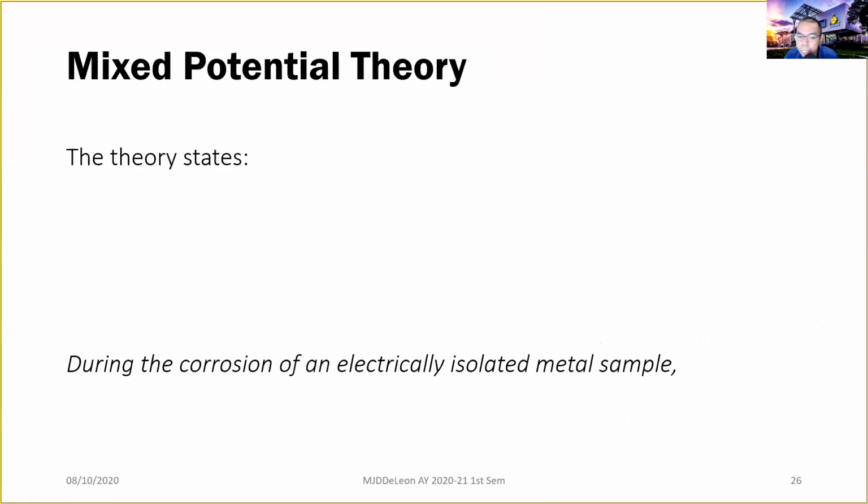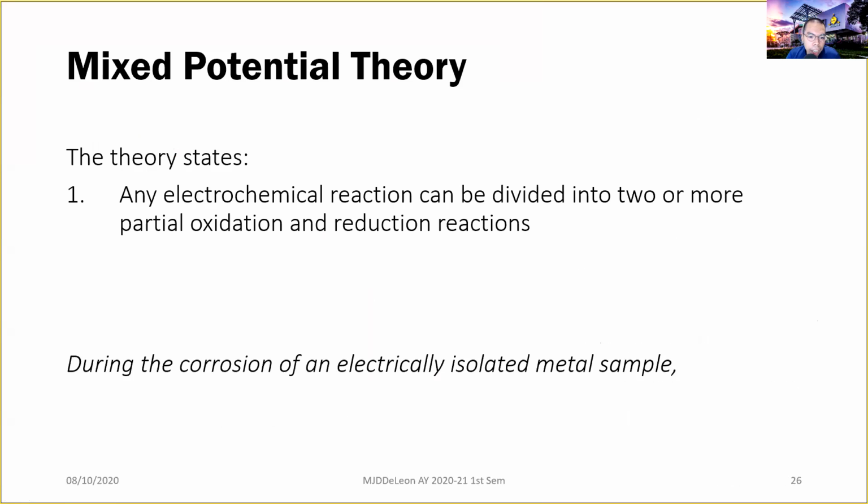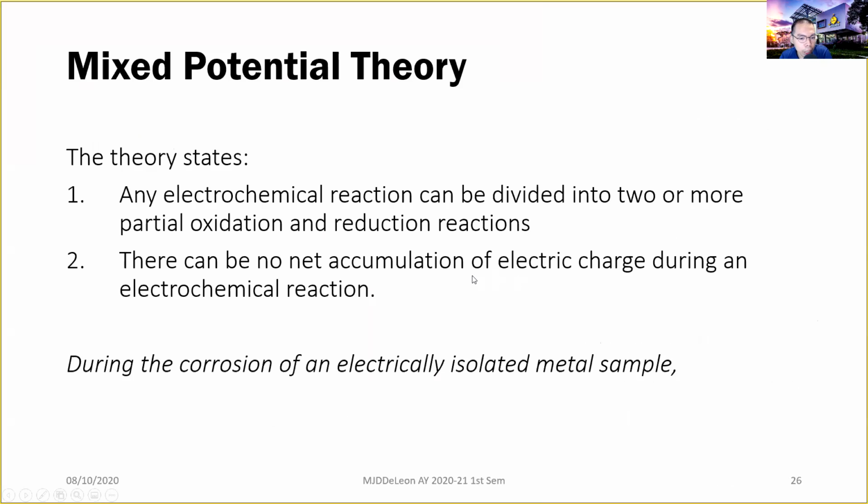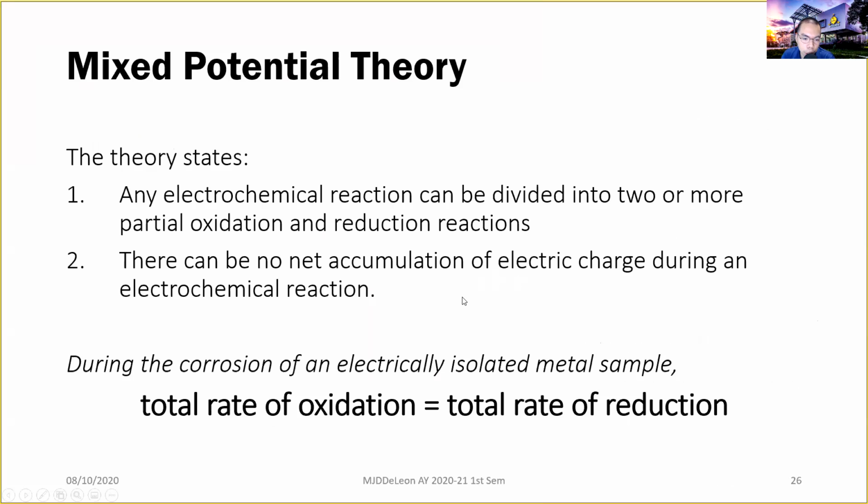So mixed potential theory states that any electrochemical reaction can be divided into two or more partial oxidation and reduction reactions, and there can be no net accumulation of electric charge during an electrochemical reaction. Ang consequence lang ng mixed potential theory is that during the corrosion of an electrically isolated metal sample, the total rate of oxidation should be equal to the total rate of reduction for the system. Again, the total rate of oxidation is equal to the total rate of reduction.